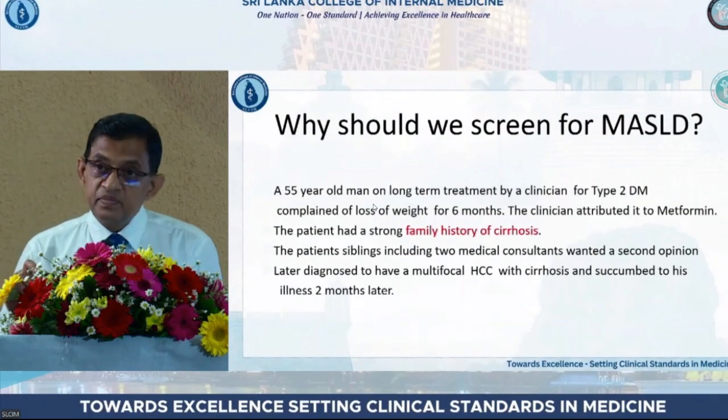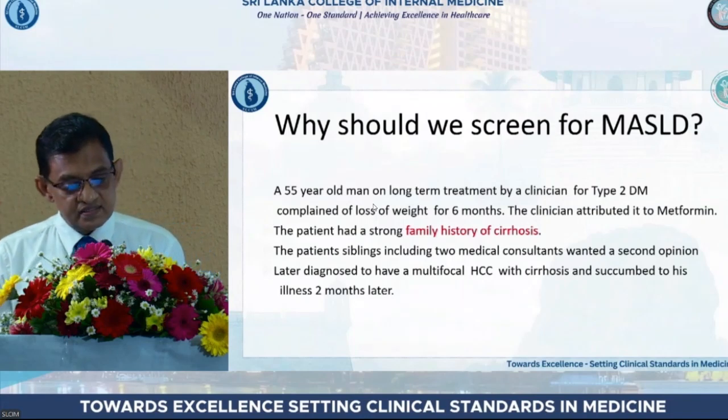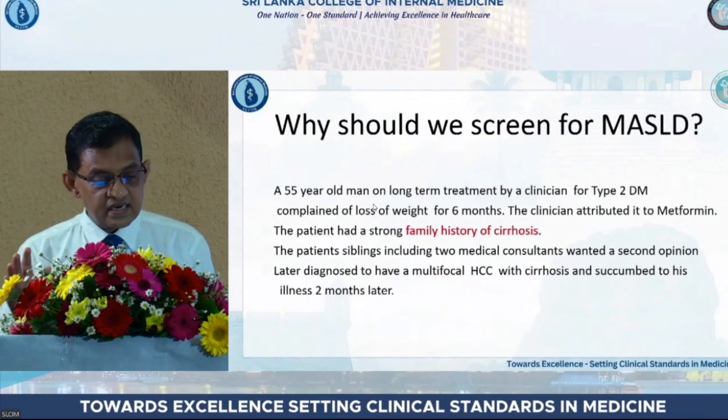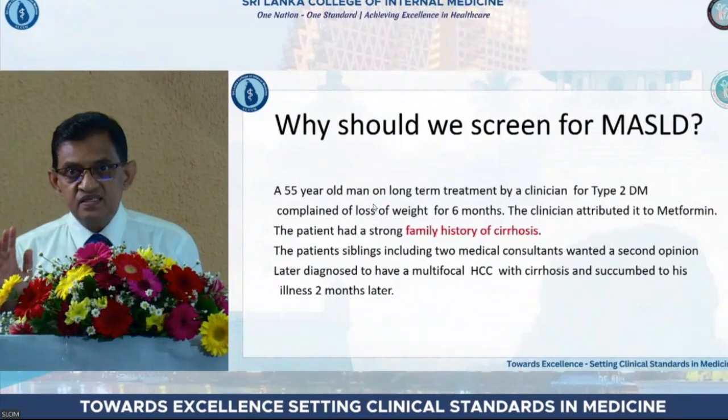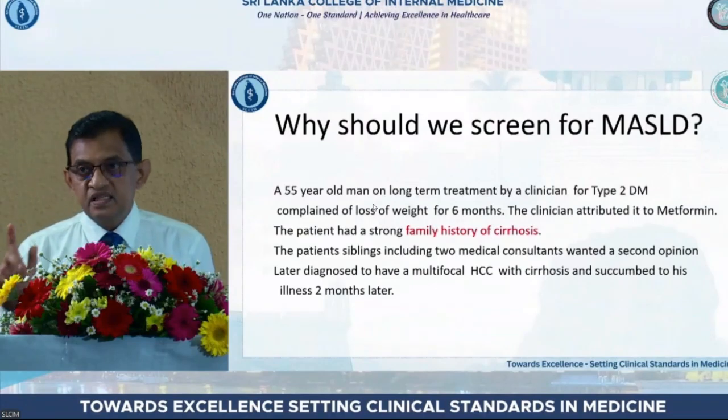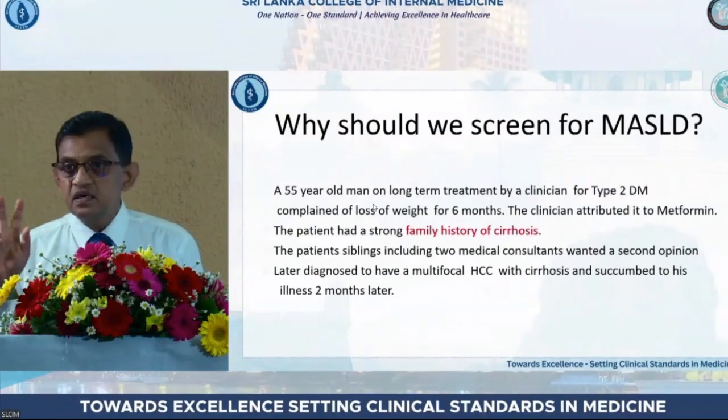Then the patient's siblings, which included 2 consultants, wanted a second opinion, and the patient was later diagnosed to have multifocal liver cancer with cirrhosis, and the patient succumbed in 2 months.